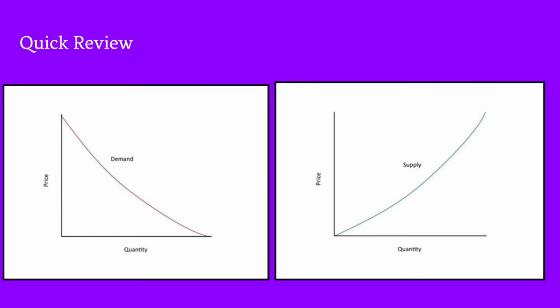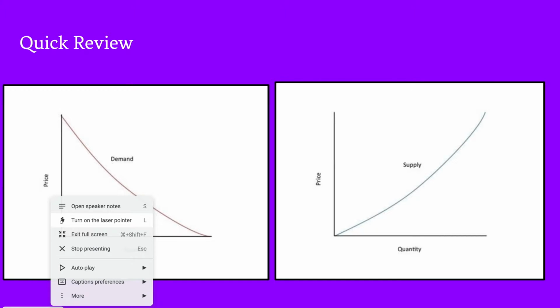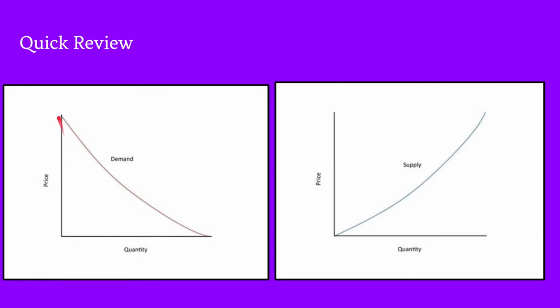So let's do a quick review. What is the demand curve and what is the supply curve? So this right here is the demand curve. It is a downwards sloping curve, and it shows us the law of demand. As price goes up, the quantity demanded of a good or a service decreases. As the price goes down, the quantity demanded increases. So that's what this demand curve is showing us, the law of demand.